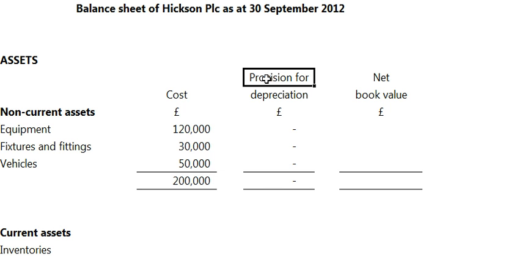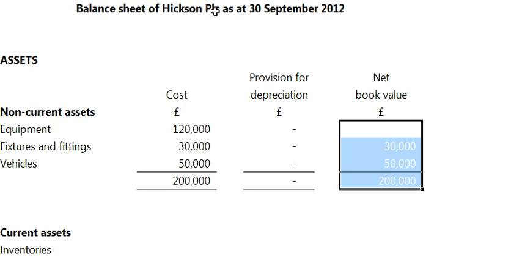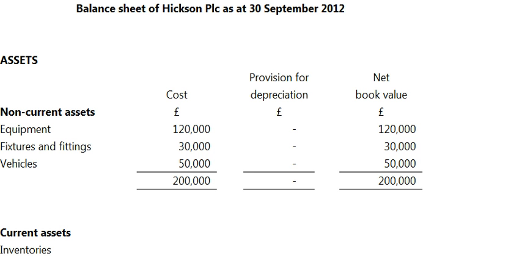This middle column is called provision for depreciation. We're not going to use it yet because I haven't taught you how to calculate it. Essentially, depreciation is the fall in value of a non-current asset. At the moment we're going to leave it blank, indicated by a dash. And the last column is called the net book value, which is essentially the cost minus the provision for depreciation. As we've got no depreciation, the net book value of our assets is still the same, 200,000.